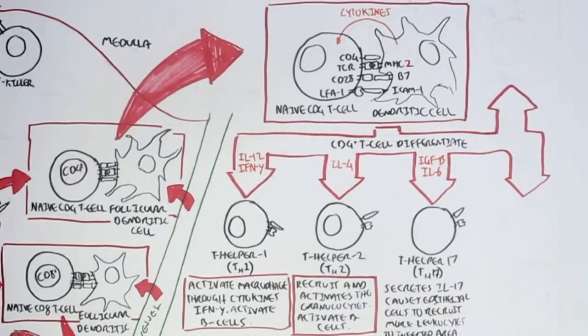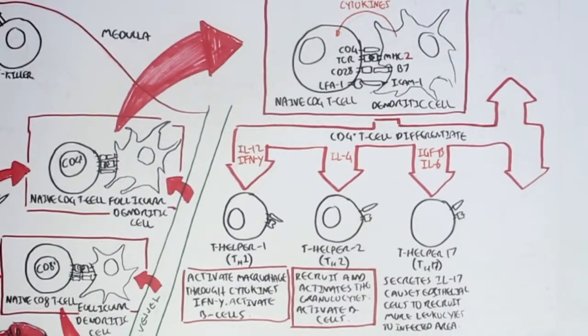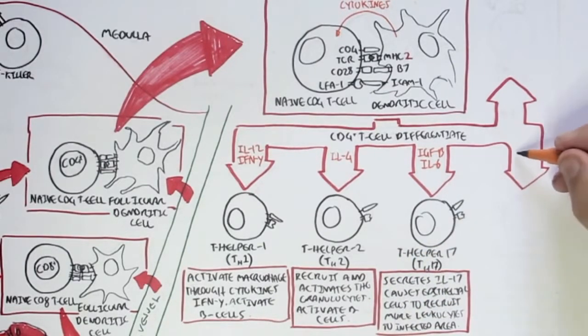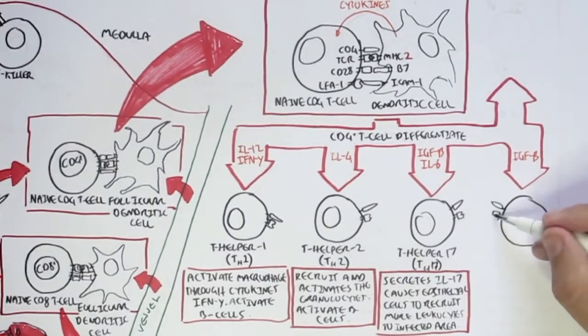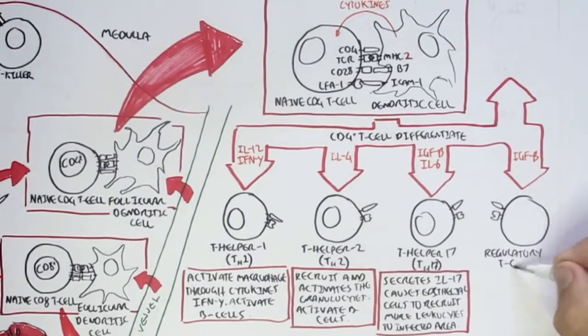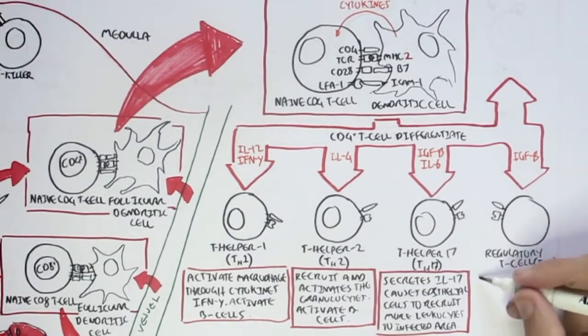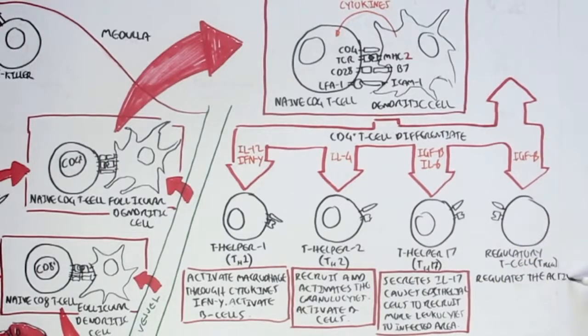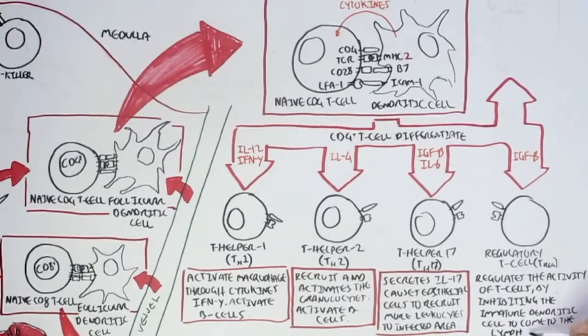And if we have, again, only transforming growth factor beta, this naive CD4 T cell will differentiate to become a T helper regulator, or more specifically, a regulatory T cell, abbreviated Treg. And as the name suggests, it regulates things. So in this case, it regulates the activity of T cells by inhibiting the immature dendritic cells to come into the lymph node, because the dendritic cell, as we know, activates the T cells.